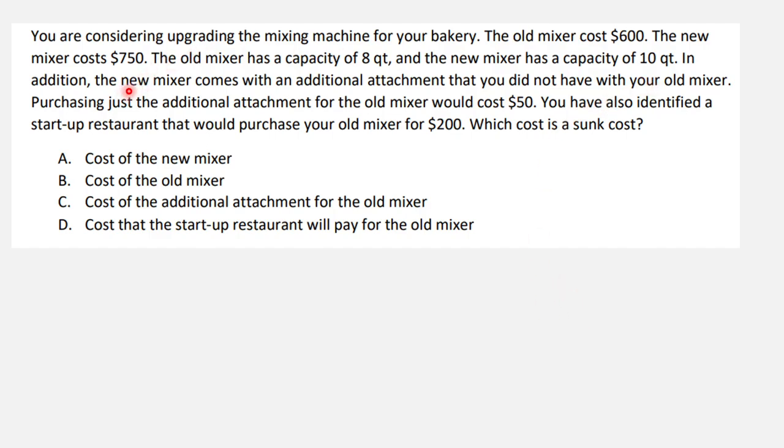In addition, the new mixer comes with an additional attachment that you did not have with your old mixer. Purchasing just the additional attachment for the old mixer would cost $50. You have also identified a startup restaurant that would purchase your old mixer for $200. Which cost is a sunk cost? The answer here is letter B, the cost of the old mixer.